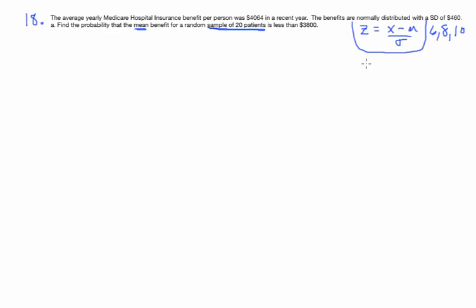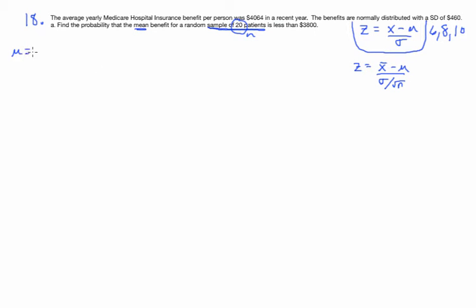For this problem, for number 18, you're going to use the central limit theorem. You're going to use this formula: the mean of a sample minus the population mean over the standard deviation divided by the square root of n, where n is that number of patients. That's basically the only difference in this problem versus the problems that you worked in 6, 8, and 10.